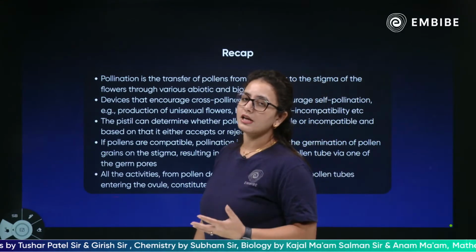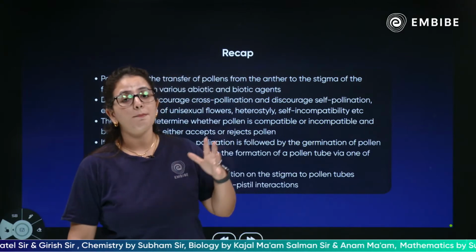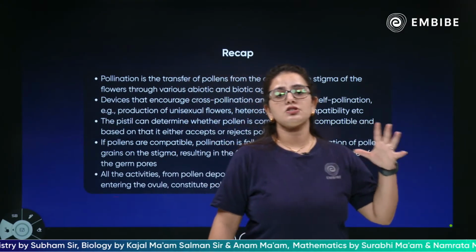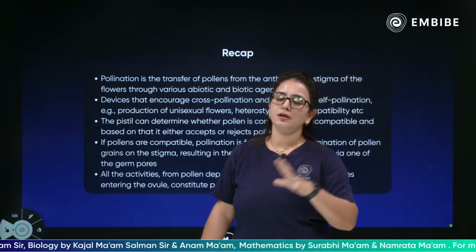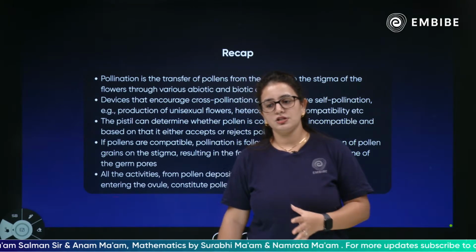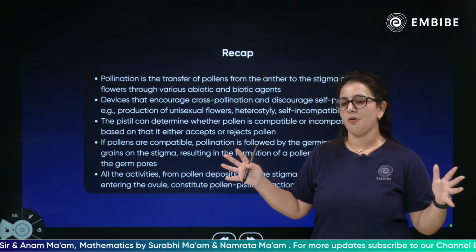After pollination, if the pollen is compatible with the stigma, the pollen tube will form, and if it is not compatible, the stigma will reject that particular pollen grain. So children, this is all we have studied about pollination.